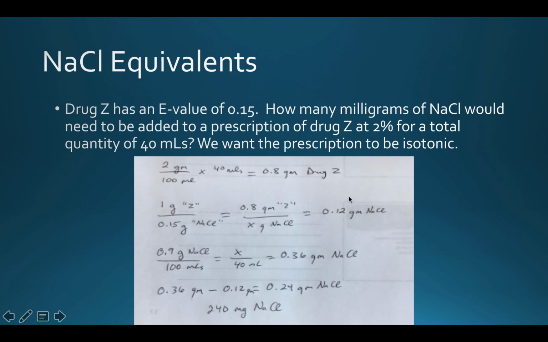Now we already have 0.12. So we're going to want to subtract out that 0.12 that we have from drug Z and sodium chloride equivalents. And this is what's remaining, 0.24 grams of sodium chloride. So that's going to be what we need to add to get this compound to isotonicity. So 0.24 grams or 240 milligrams of sodium chloride. So hopefully that makes sense. Hopefully those E-values make sense after solving out this problem.